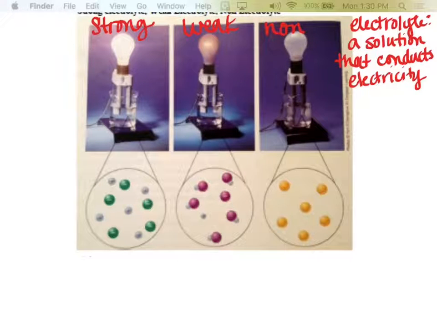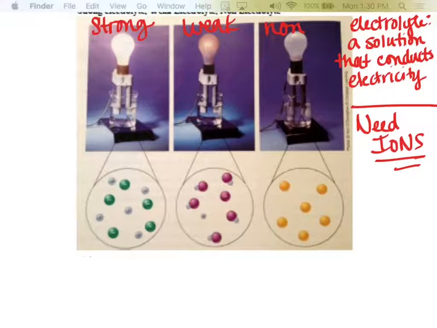Okay. So what do we need for us to be able to conduct electricity? What is needed? A positive and a negative, and we call them positive and negative ions. Thank you. So we need ions. All right. So, strong electrolytes. Somebody tell me what makes up strong electrolytes? What can be a strong electrolyte?